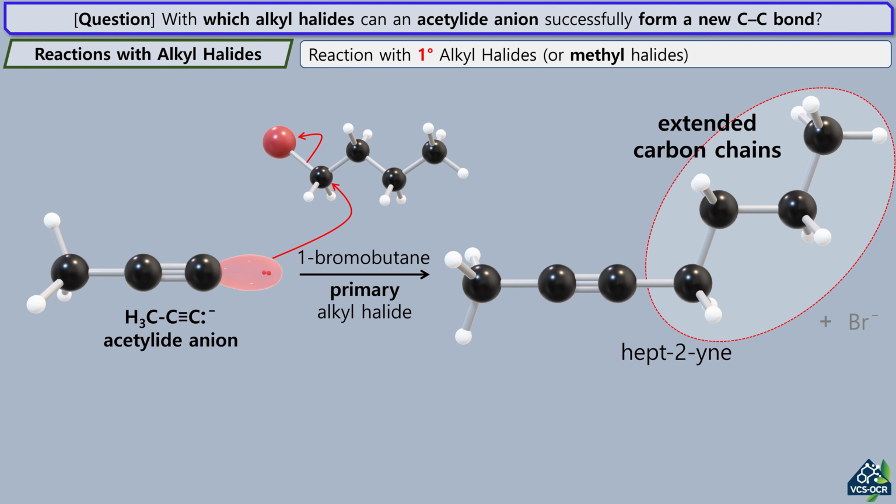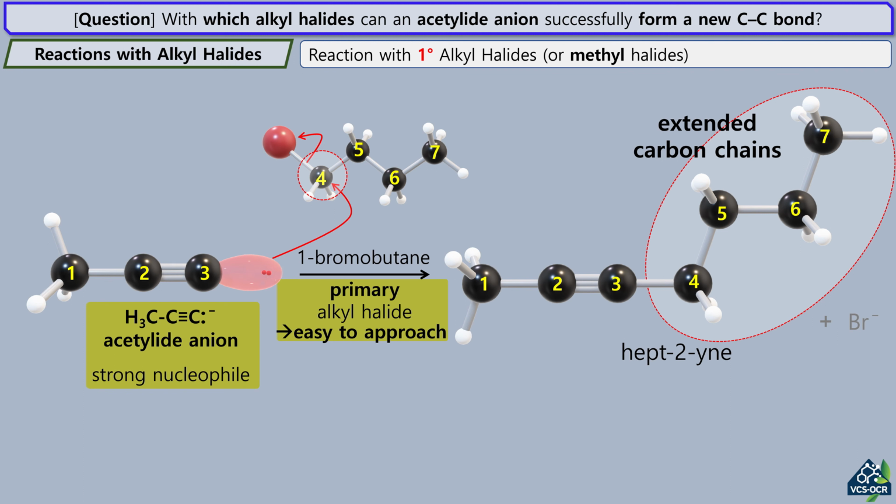This reaction is favored because the acetylide ion is a strong nucleophile. Primary alkyl halides are easy to approach. The overall result is the formation of a longer internal alkyne. You can minimize errors by numbering the carbons, such as 1, 2, 3, 4, 5, 6, and 7, to track the chain elongation. We will cover the detailed mechanism of this reaction in a future video on SN2 reactions.